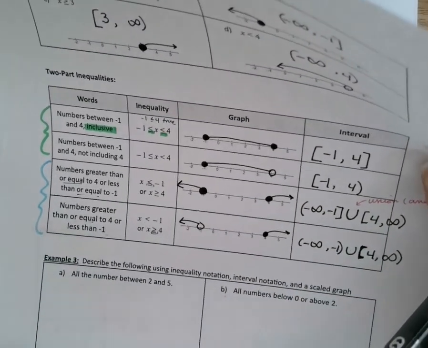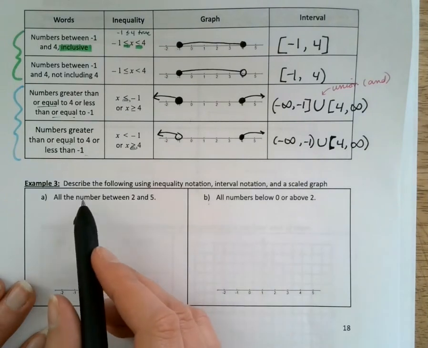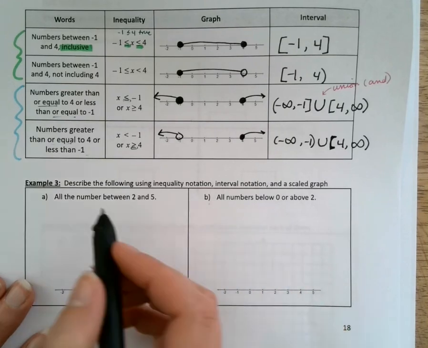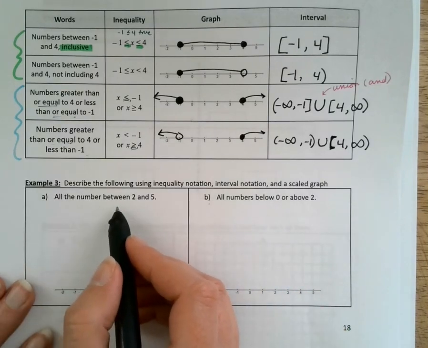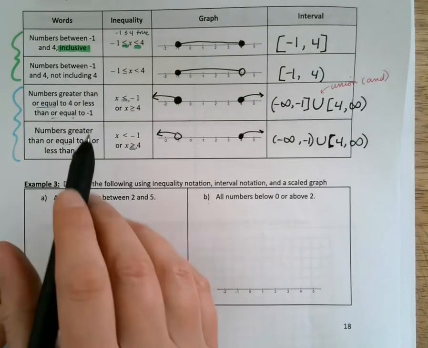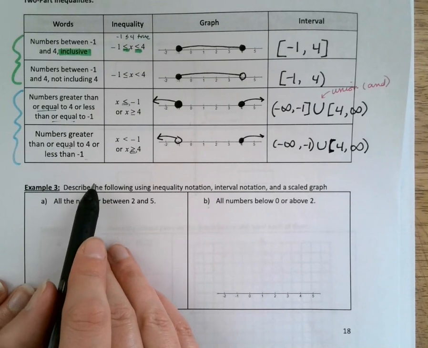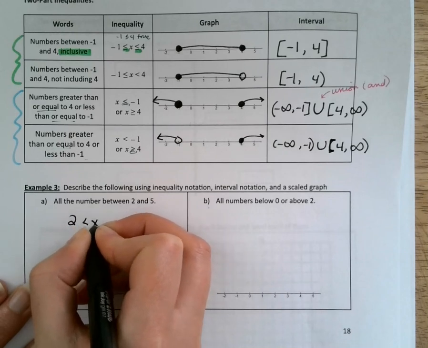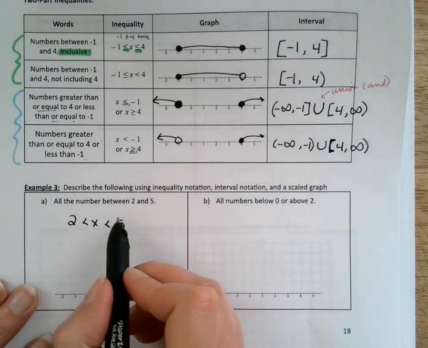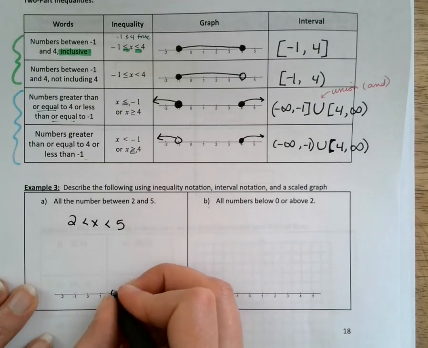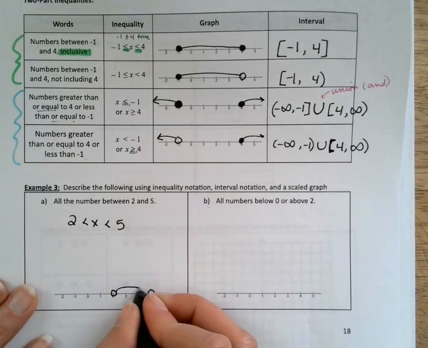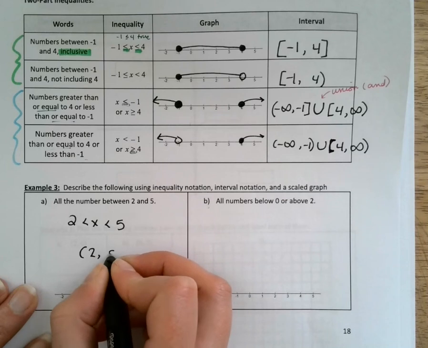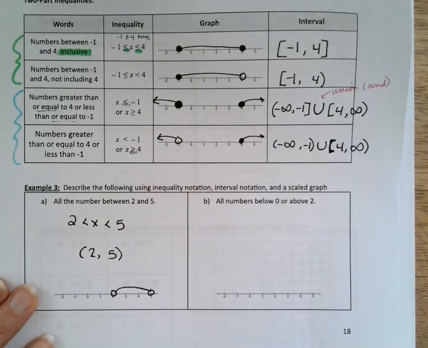All right, so we've got our last example here where we want to describe the following using an inequality, an interval, and a graph. Right now they're written in words. So all the numbers between 2 and 5. If they don't tell me inclusive, I'm going to assume I'm not including the ends. So I'm going to write this as 2 less than x less than 5. Numbers between 2 and 5. So 2 and 5, open, open, connect would be my graph. So my interval would be 2 comma 5, parentheses, parentheses. No equal bars there.